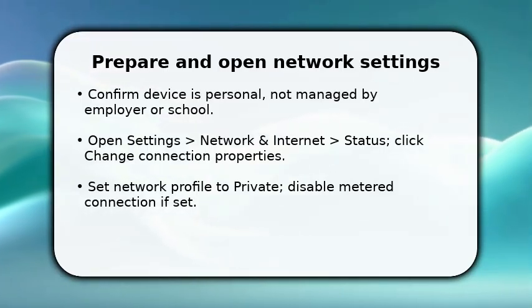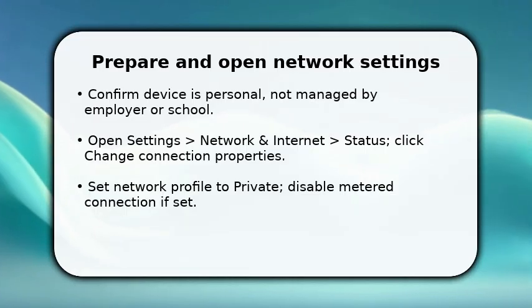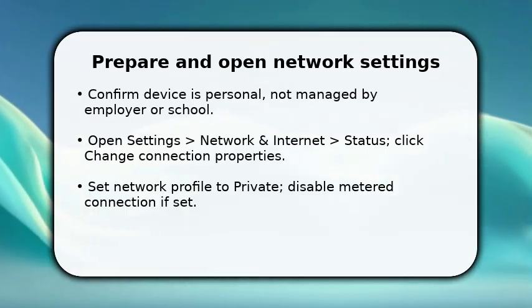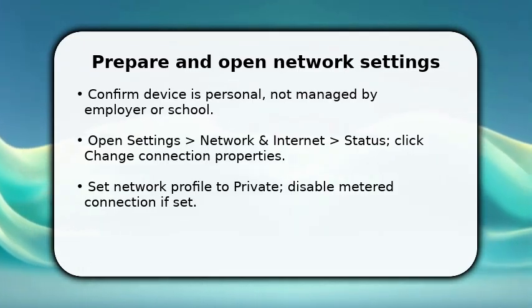Click Change Connection Properties for the active adapter and set the network profile to private so Windows treats it as trusted. Make sure any metered connection toggle is off. These steps remove one common trigger that tells Windows a network might be monitored and prepares the system for deeper cleanup.